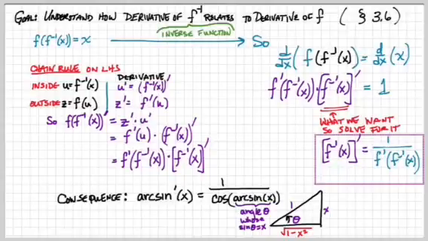And then this is asking for the cosine of that angle. And the cosine is adjacent over hypotenuse. We know what the adjacent side is now. That tells us that the derivative of the arcsine of x is 1 over the square root of 1 minus x squared.